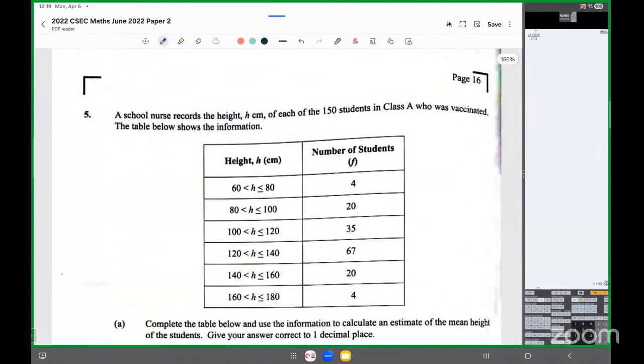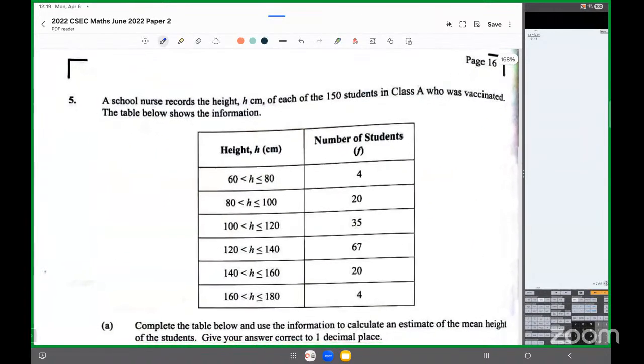Number 5, statistics. Number 5 says, a school nurse records the height for each of 150 students. This is important: 150 students, right? Don't lose sight of that. In class A, who were vaccinated, the table below shows information, right?